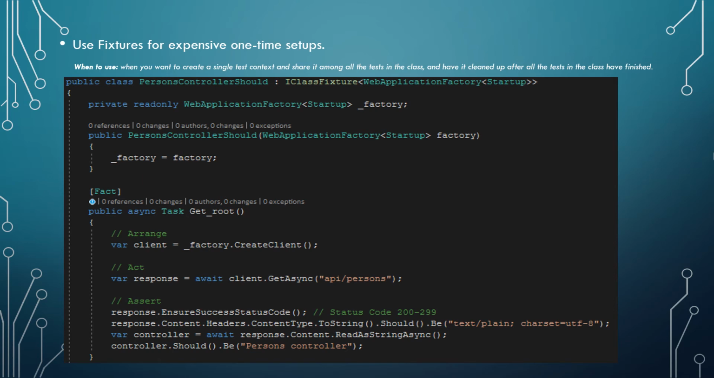They have expensive setup. If you did not want things to run in parallel, you could derive your own class and then put it into a collection and then put the collection name on top of this class so that every test is run in sequence. That way you won't have tests interfering with each other.